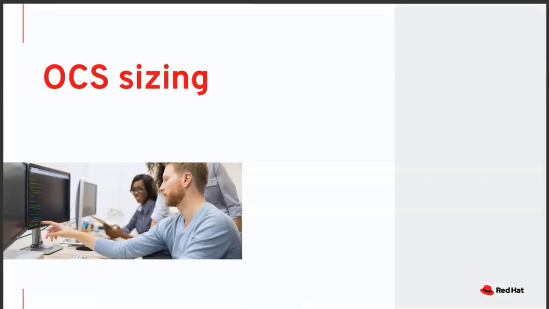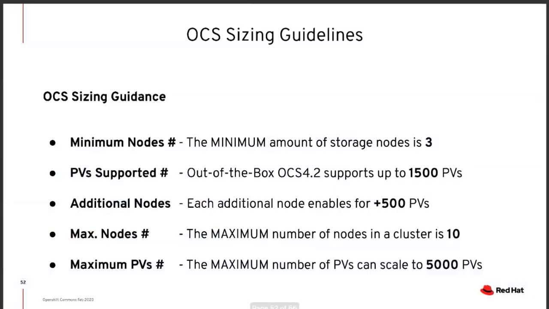Okay, so in regards to sizing, there are some guidelines here to be aware of. The minimum amount of storage nodes is actually 3 nodes. So that's the minimum amount that you need for OCS to run. And out of the box, with these 3 nodes, we support up to 1500 persistent volumes. That means with these 3 nodes, you can provide 1500 volumes to containers or container pods.